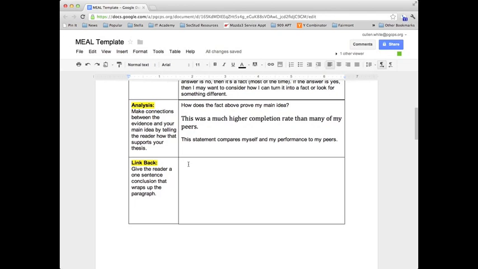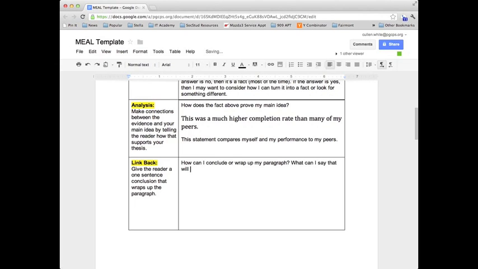Finally, after moving on from our evidence and then analysis section, we want to move to the conclusion, or what we call our link back section. Here we want to sum up our writing and give the reader a one-sentence conclusion that wraps up our paragraph while reinforcing our main idea. Again, you can ask yourself, how can I conclude or wrap up my paragraph? What can I say that will finalize and thoroughly convince my reader?